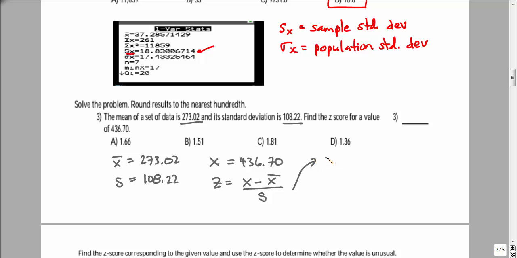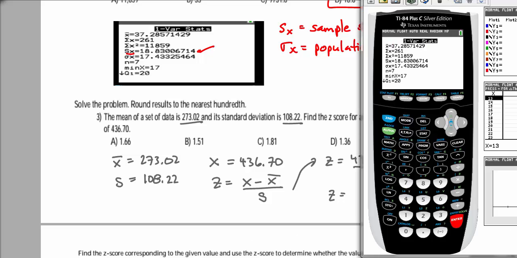And so from here we plug in those values. So our value of x is 436.70 minus x bar, 273.02, all over 108.22. So what we want to look at here then is plugging this into your calculator to find out what the z-score is. Now the z-score gives the number of standard deviations we are above or below the mean.